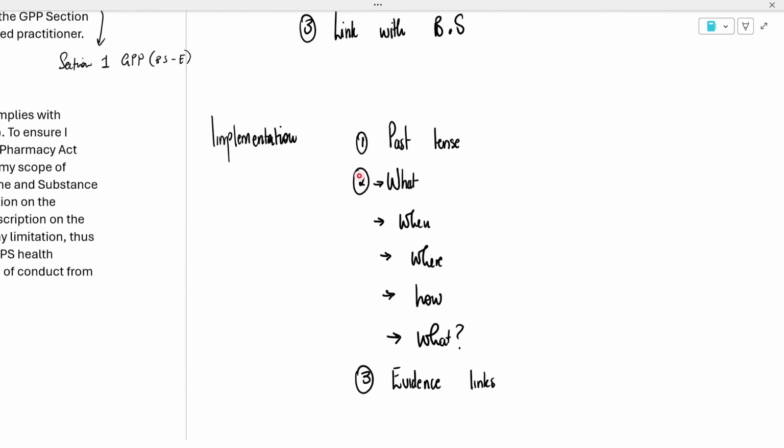We go through our checklist. You're supposed to write it in past tense. You're supposed to state what happened, when it happened. So this means the date. Where it happened means the place where it happened. How it happened means the steps that you took when completing what you were actually completing. I think if it was dispensing, but I think you were identifying fraudulent prescriptions, but let's stick with that. And then you state what happened and you link with the specific evidences.